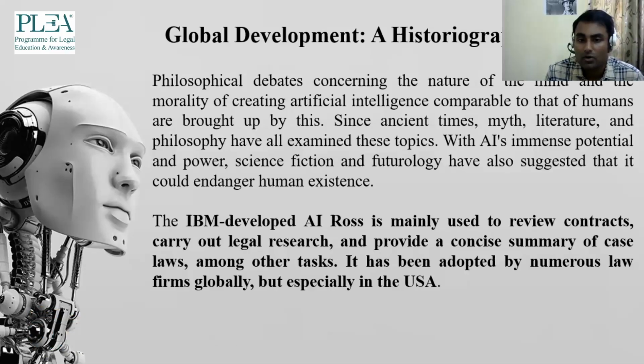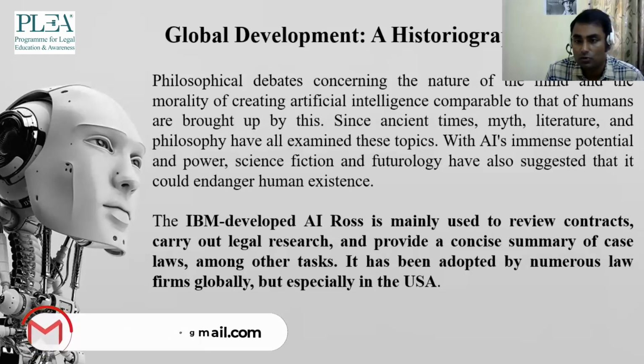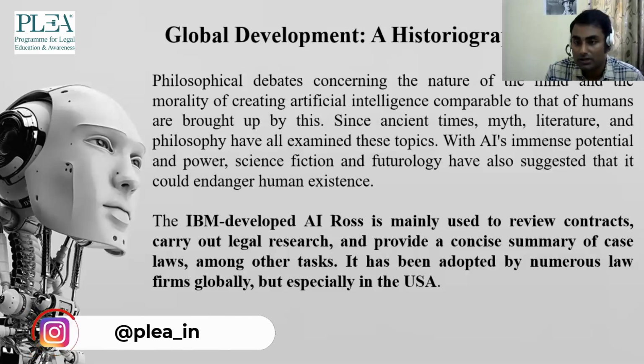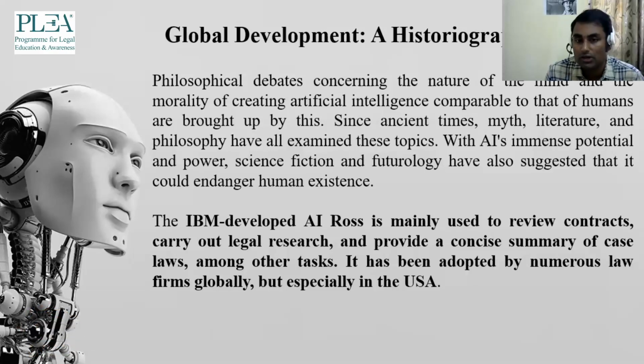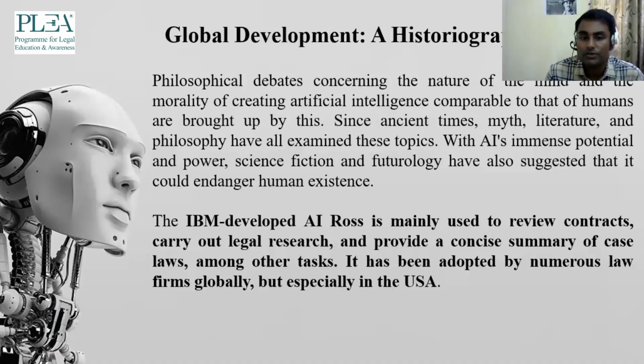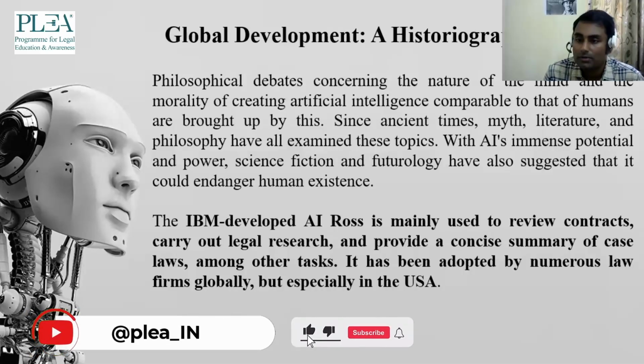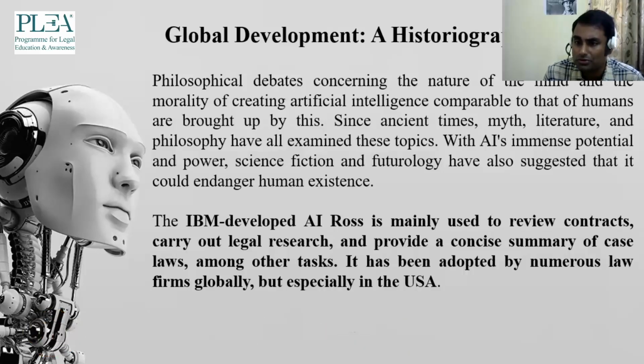IBM developed ROSS AI, which is mainly used to review contracts. This is a tool that has been developed by IBM to review contracts and agreements, carry out legal research, and provide a concise summary of case law, among other tasks. So this is an example. It has been adopted by numerous law firms globally, but especially in the USA. And that is the point: the USA has developed it. It is a capitalist country. They don't hesitate to use all those things.